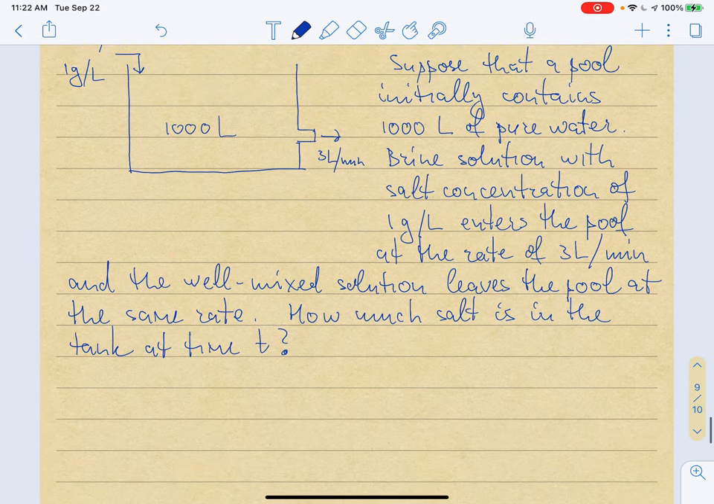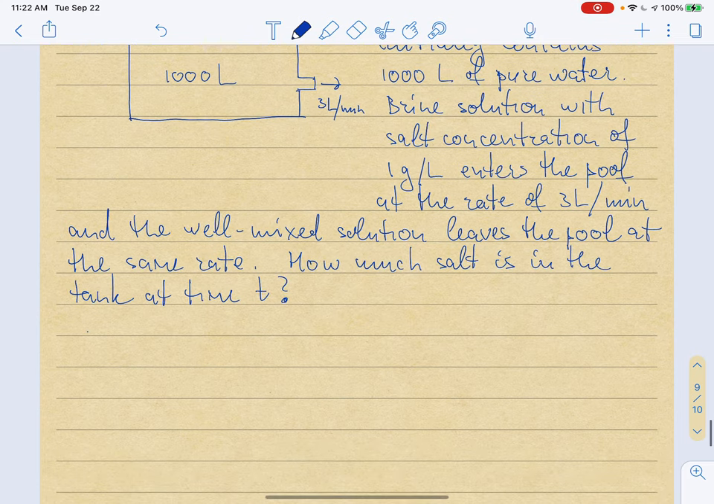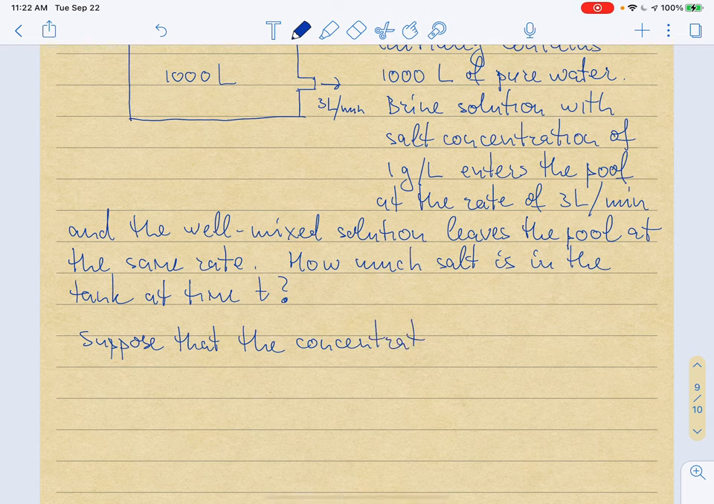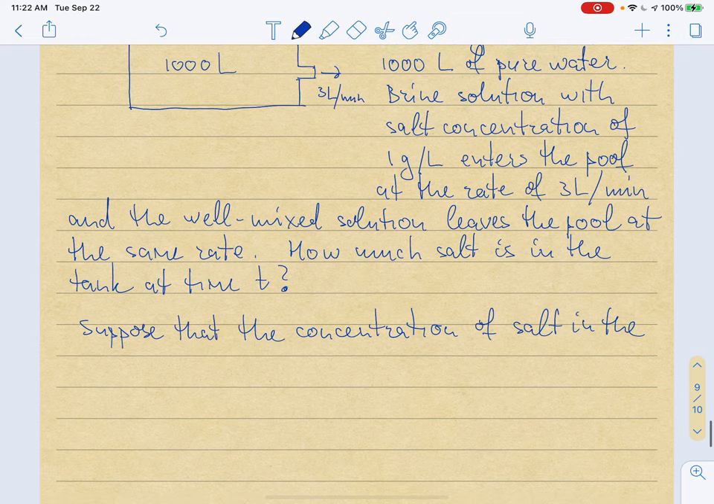So how would we approach this? Let's suppose that the concentration of salt in the tank, or in the pool, at time t is C of t.